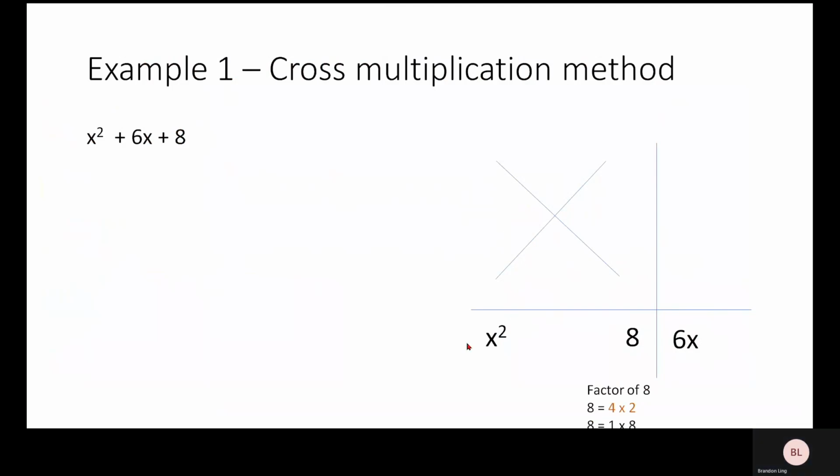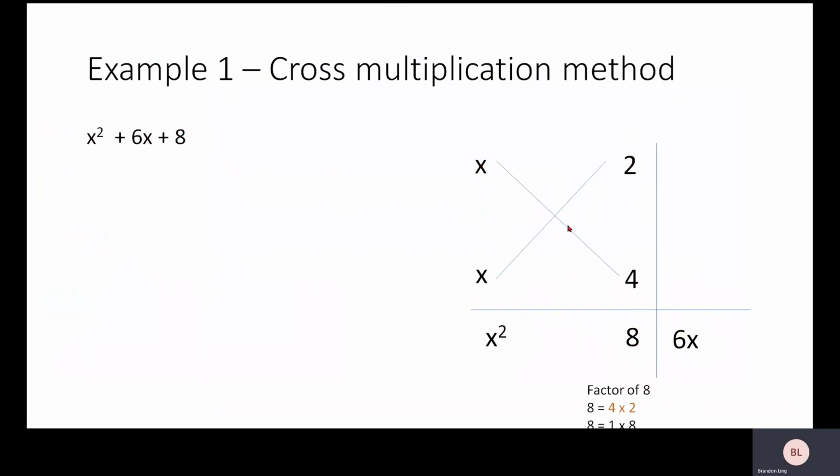Now you must think of 2 terms that, when you multiply together, you get x squared. In this case, it will be x times x. And how about for 8? I've written here, 8 is equal to 4 times 2, or 8 is equal to 1 times 8. In this case, I've chosen 4 and 2 to be the 2 terms here. So 2 times 4 equals 8, and x times x equals x squared.